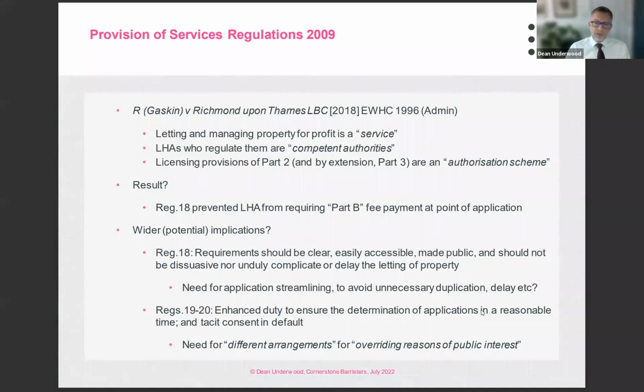And so that, in my respectful view, is probably a sensible way of dealing with the tacit consent provisions until we get some authority on how they actually apply to the licensing regimes under parts 2 and 3 of the 2004 Act.